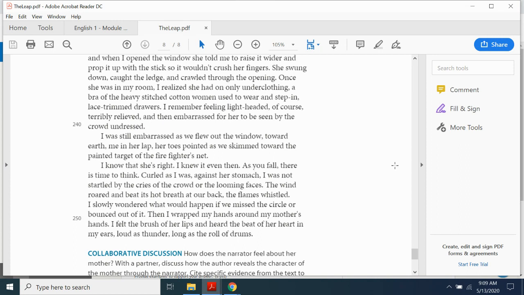I know that she's right. I knew it even then. As you fall, there was time to think. Curled as I was against her stomach, I was not startled by the cries of the crowd or looming faces. The wind roared and beat its hot breath at our back. The flames whistled. I slowly wondered what would happen if we missed the circle or bounced out of it. Then I wrapped my hands around my mother's hands. I felt the brush of her lips and heard the beat of her heart in my ears, loud as thunder, long as the roll of drums.